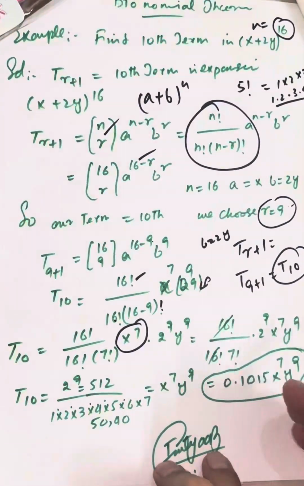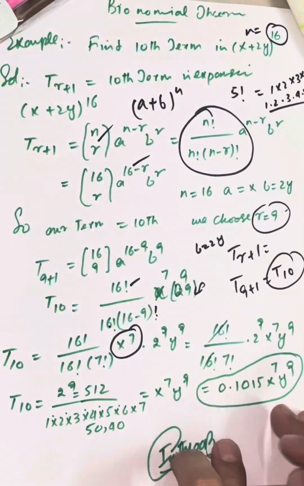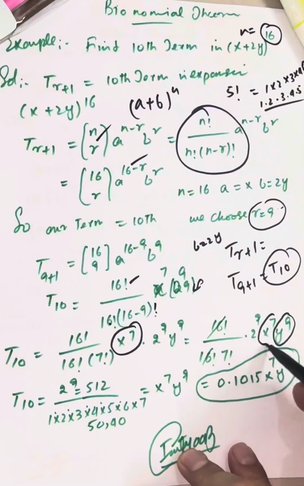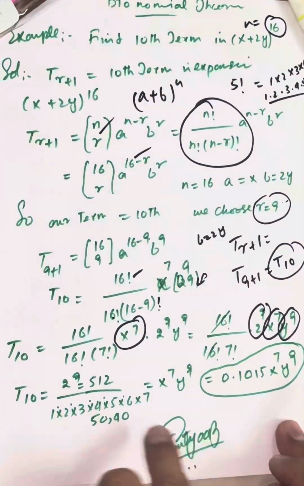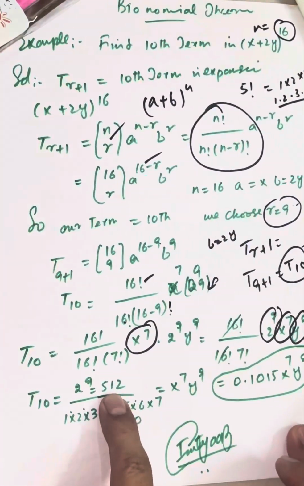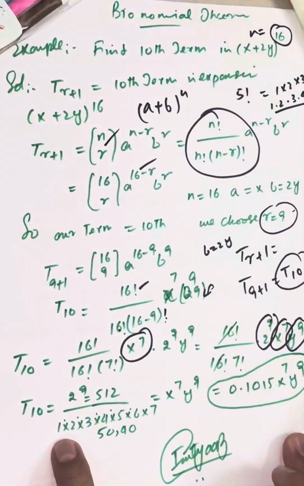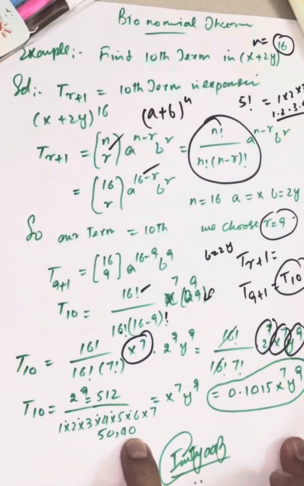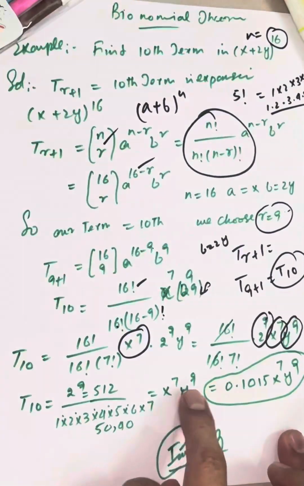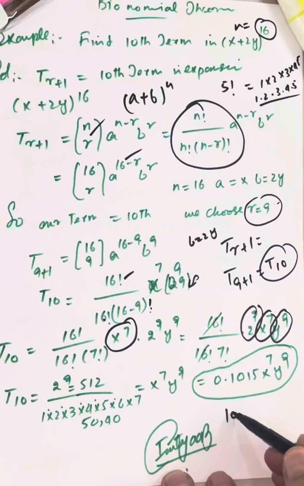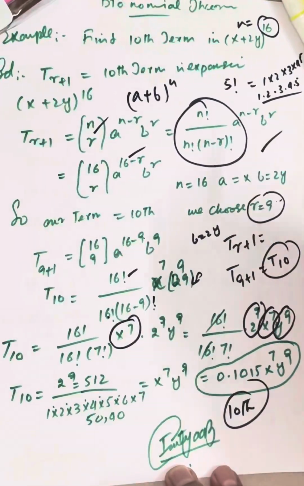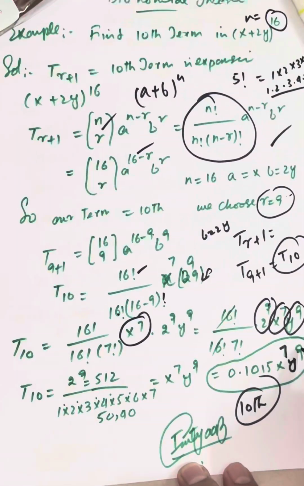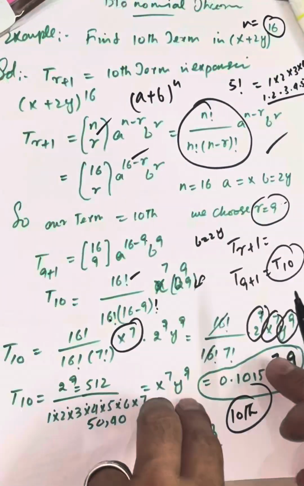So the 16 factorial and 9 factorial cancel, 7 factorial remains, with x to the 7, y to the 9, and 2 to the power 9. When you calculate, 2 to the power 9 is equal to 512, and 7 factorial is 1 times 2 times 3 times 4 times 5 times 6 times 7, so it becomes 5040. So our 10th term in this example is 0.1015 x to the 7 y to the 9. Very important, keep this in mind.